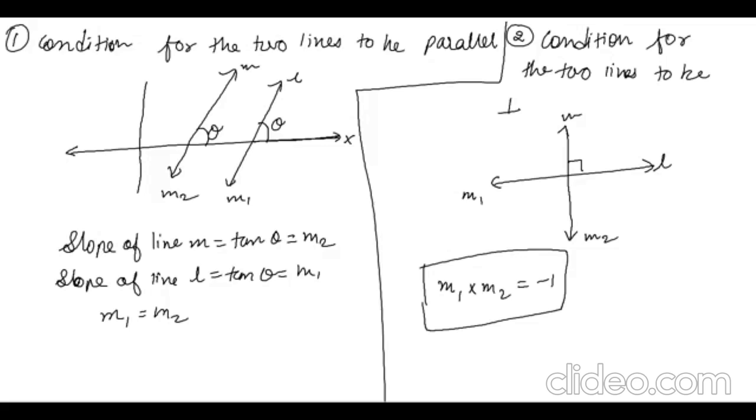So if you multiply the slopes of two lines and you get the product as minus 1, it means it is proved that the two lines are perpendicular to each other. And if it is given that the two lines are perpendicular to each other, then you will take the product of their slopes as -1. So this is the condition for the two lines to be perpendicular.